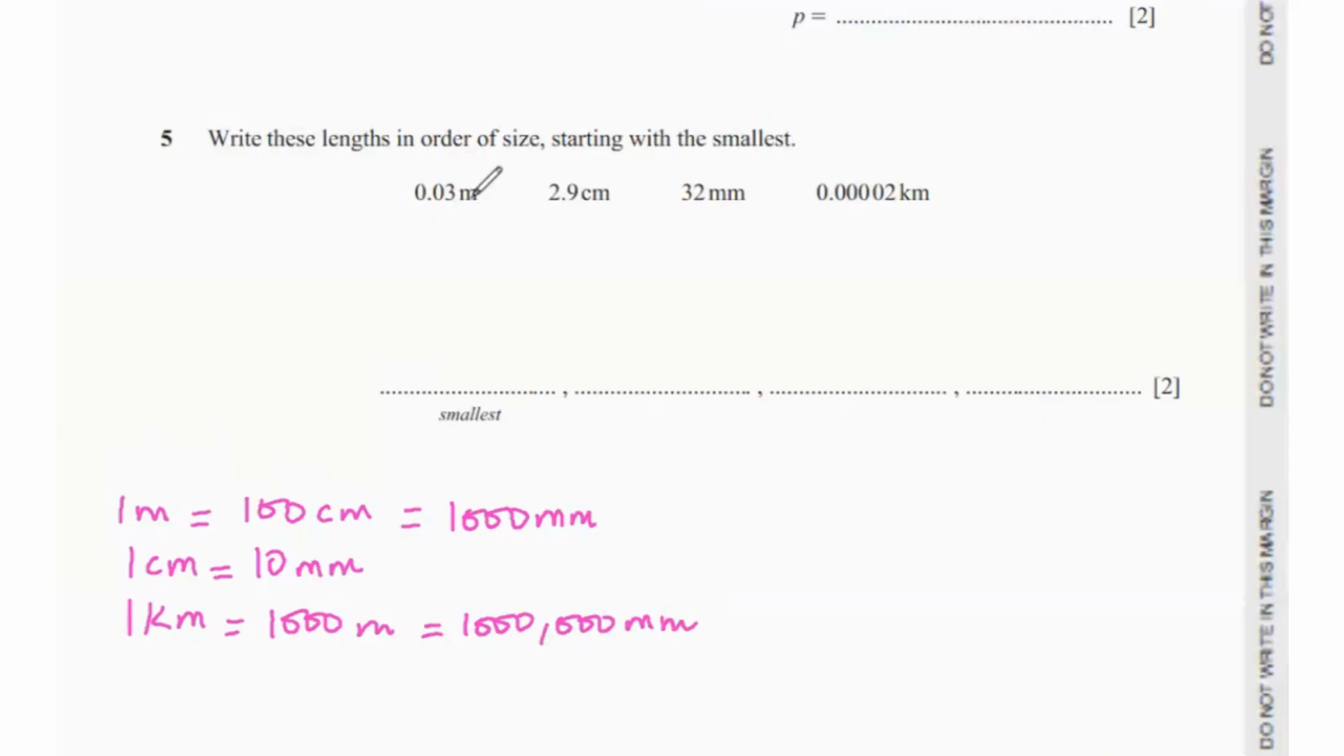So 0.03 meters in millimeters is going to be 30 millimeters because we multiply this by 1000. 2.9 centimeters is going to be 29 millimeters because we times it by 10. And 32 millimeters is already in millimeters, so we keep it as it is. For 0.00002 kilometers, we will times it by a million. So that's going to be 20 millimeters.